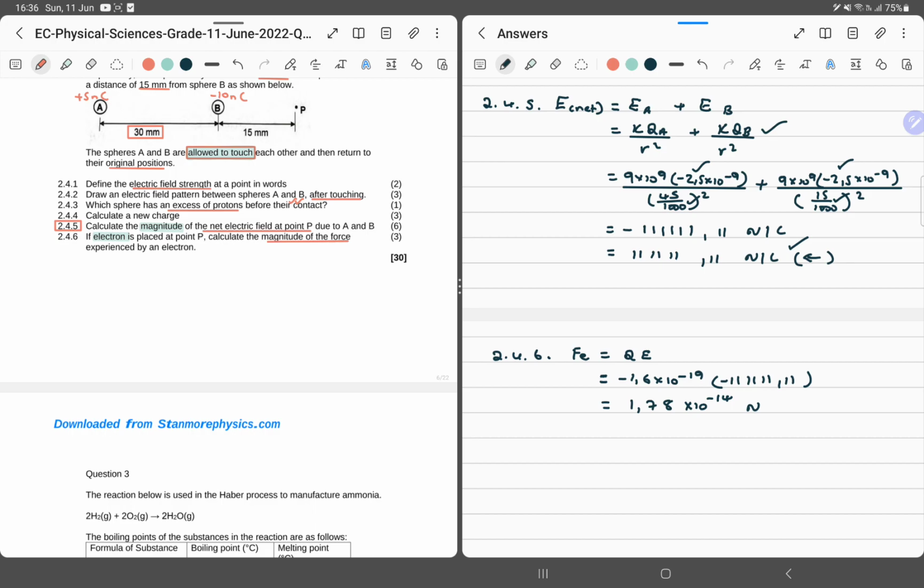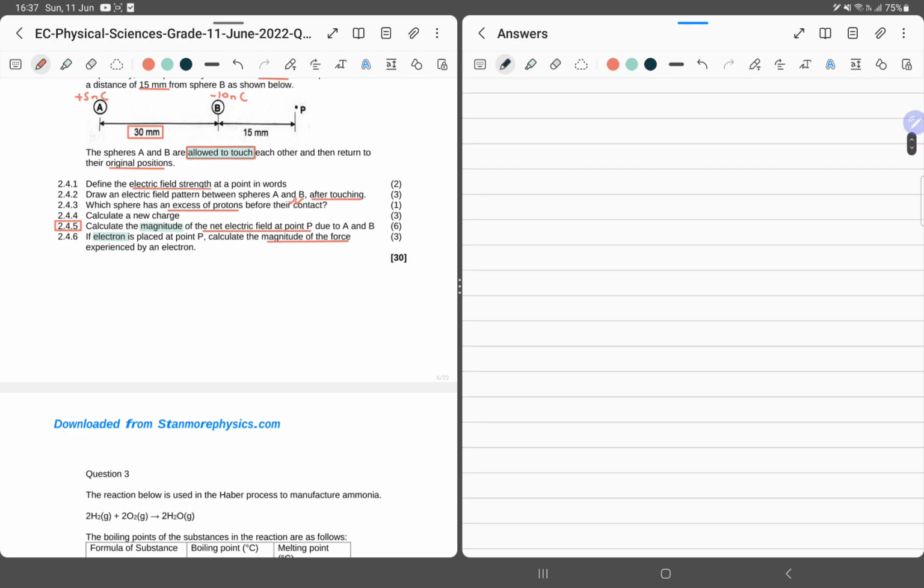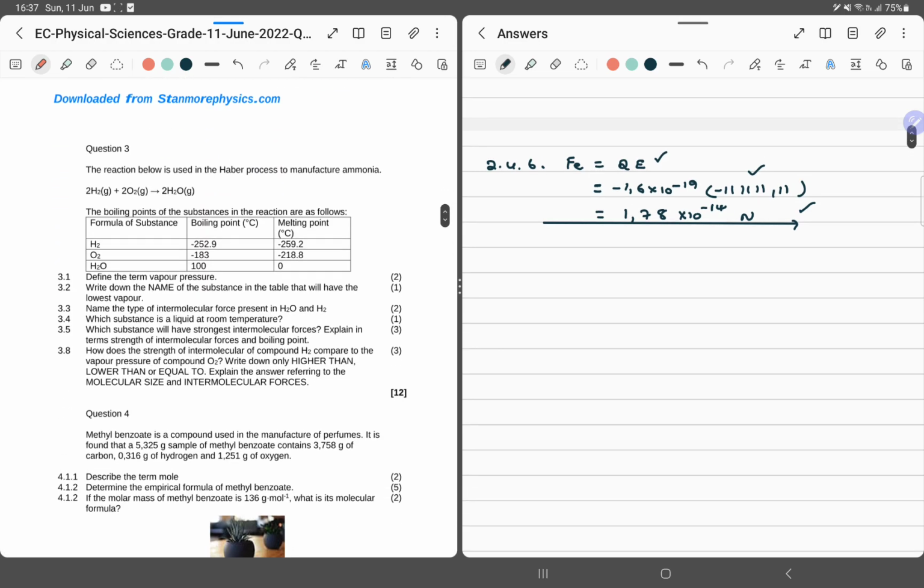We really don't care in which direction, but of course, it's to the left, but we're told to just do the magnitude. So let's just avoid this one because it's a bit silly. Formula, substitution, answer. That is how you get the 3 marks. Easy marks there. So let's move on. I cannot waste this page, so let's just use it for the next question.